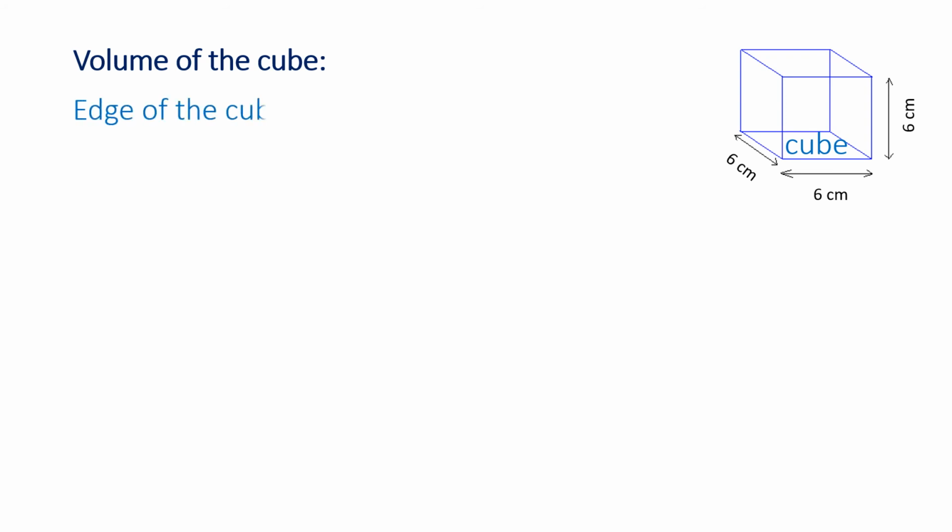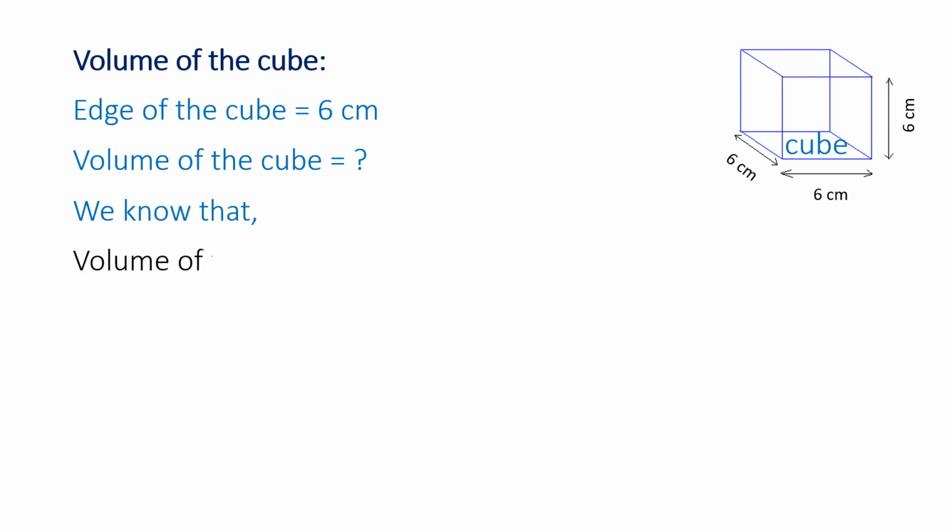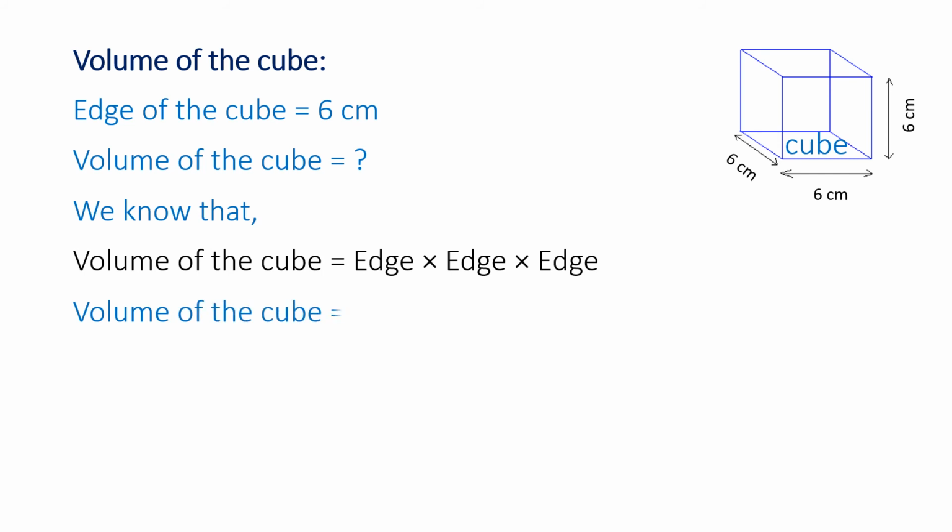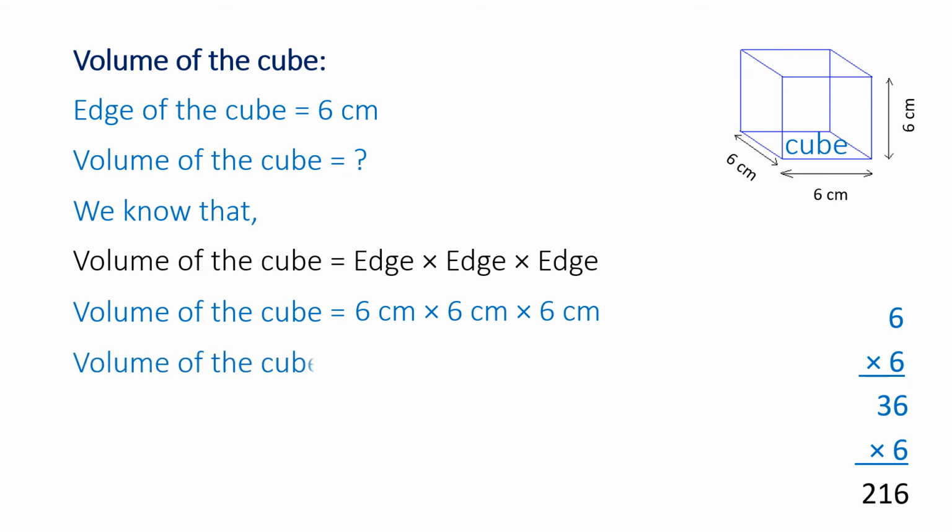We will find out volume of the cube. See, edge of the cube is equal to 6 cm and volume of the cube we have to find out. We know that volume of the cube is equal to edge multiplied by edge multiplied by edge. Now put the value. 6 cm multiplied by 6 cm multiplied by 6 cm. Now do the multiplication. 6 6s are 36 and 36 6s are 216. So volume of the cube is equal to 216 cubic centimeter.